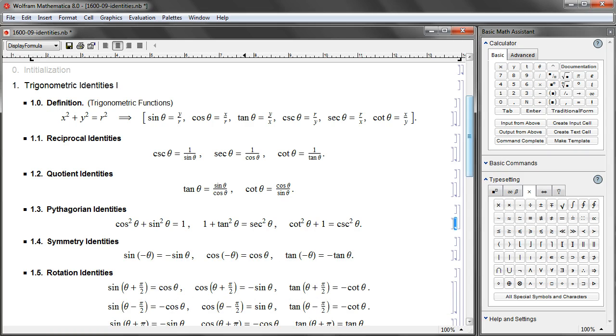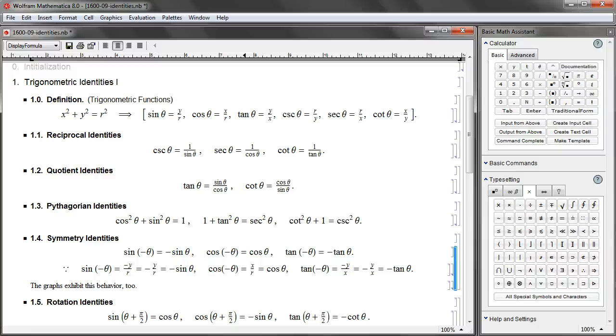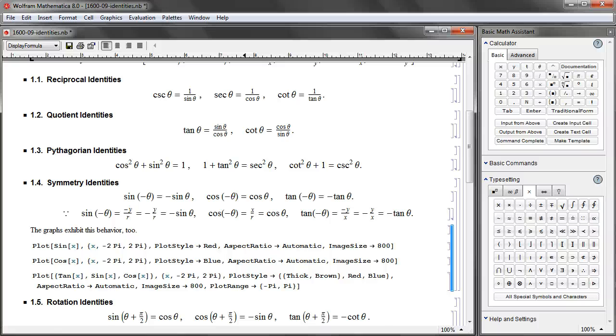Okay, let us move on to symmetry identities, which I call them, but our textbook author calls them even-odd identities. Why? Sine of negative theta is equal to negative sine of theta. That tells you the sine is an odd function. Cosine of negative theta is equal to cosine of theta. That tells us cosine is an even function. Same here, tangent is an odd function. So even-odd identity, perfectly good name. I usually call them symmetry identities because they're talking about symmetry with respect to the origin or y-axis in terms of even-odd, kind of like this.